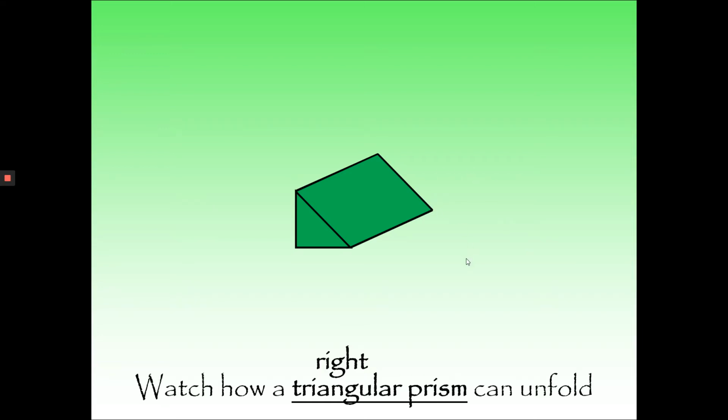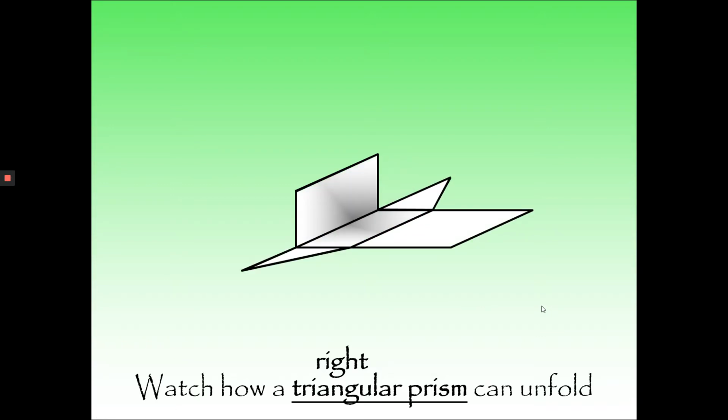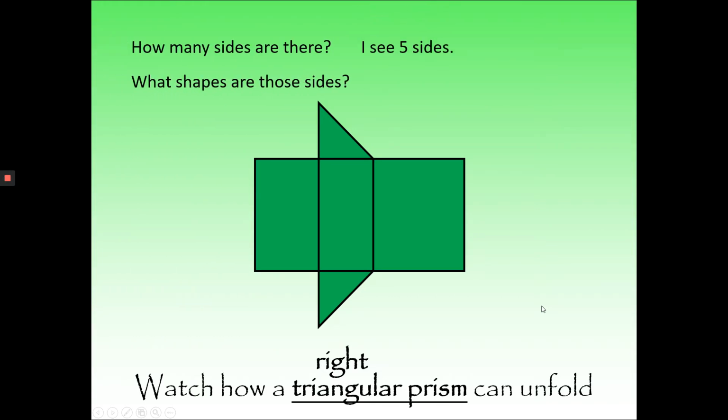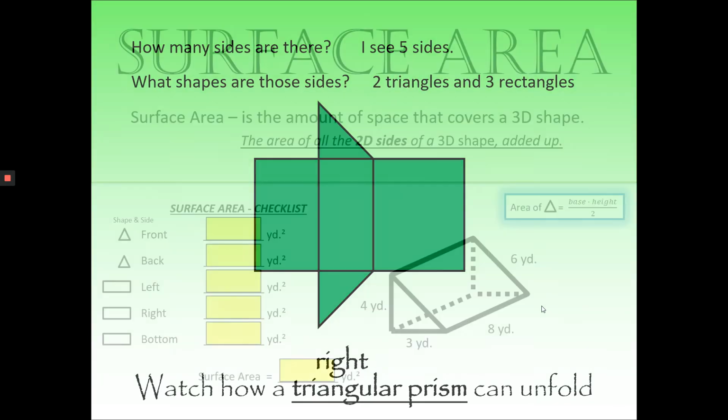The next triangular prism that we're going to take a look at is the right triangular prism. So when we start to unfold this particular shape and lay everything down flat, it's still a triangular prism. So there's still going to be the five sides, and the shapes that make that prism up are still going to be the same. It's still going to be two triangles and three rectangles.